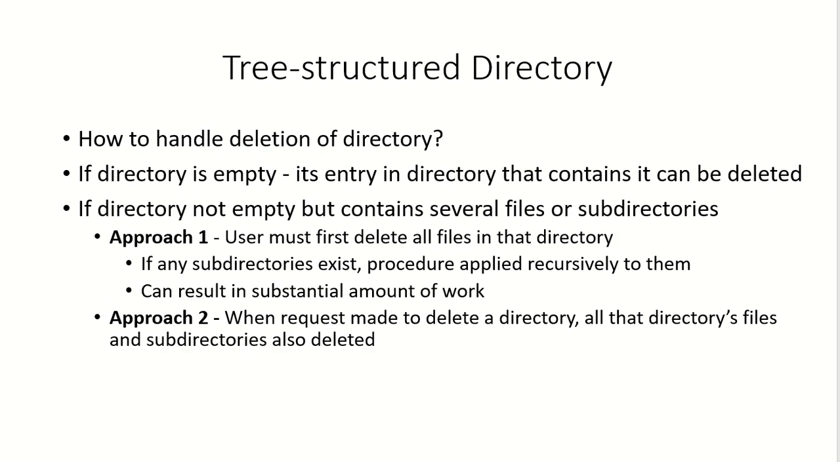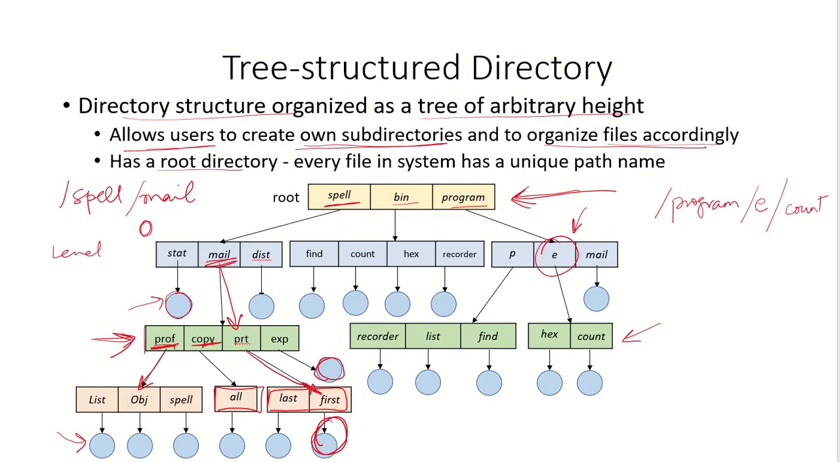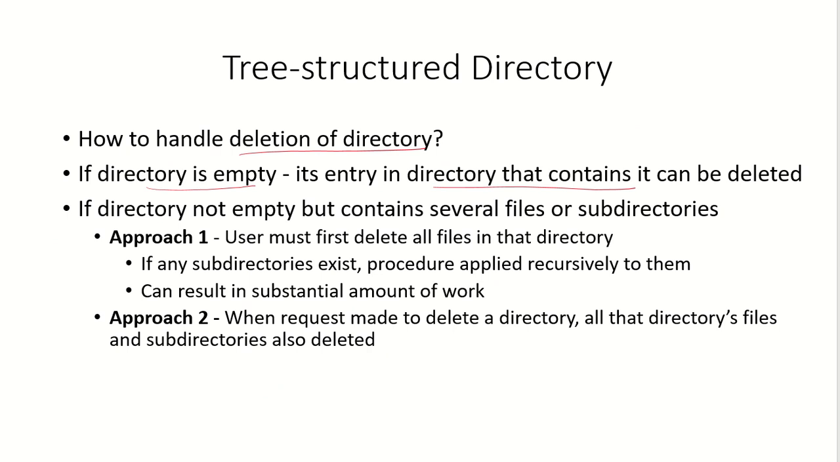So in a tree structured directory, how can we handle the deletion of a directory? If the directory is empty, then its entry in the directory that contains it can be deleted. So let's say we want to delete this particular directory mail. If mail was empty, then it can be removed from the directory that contains it. But if it has certain contents, then how can we handle it?